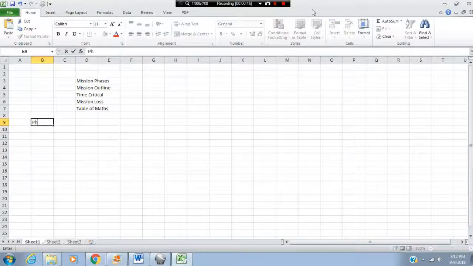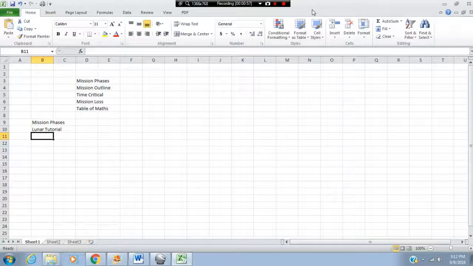So we're going to build the mission phases now, and this is going to be a lunar tutorial. And there's going to be 8 of them. So let's go ahead and outline the 8 different phases once my Excel skills actually catch up to where they should be.